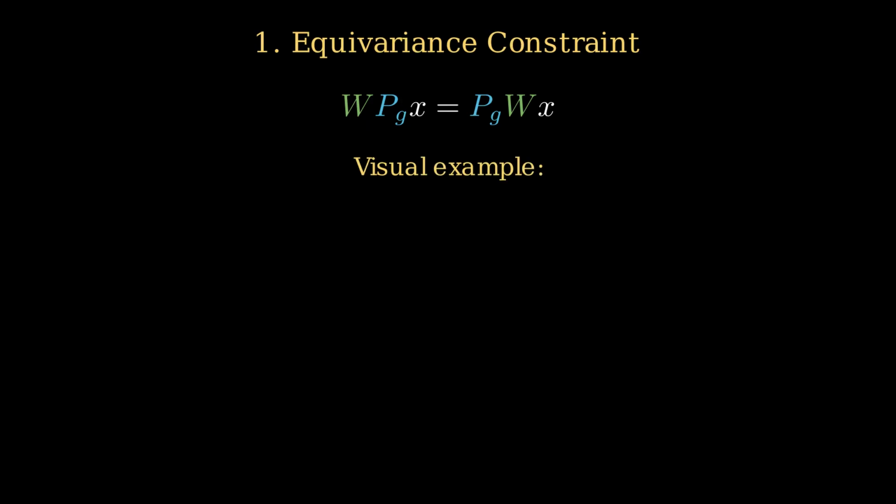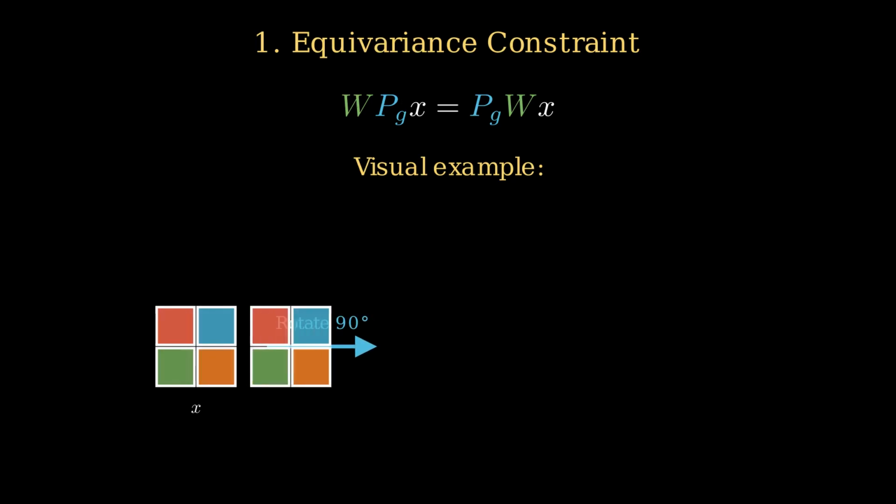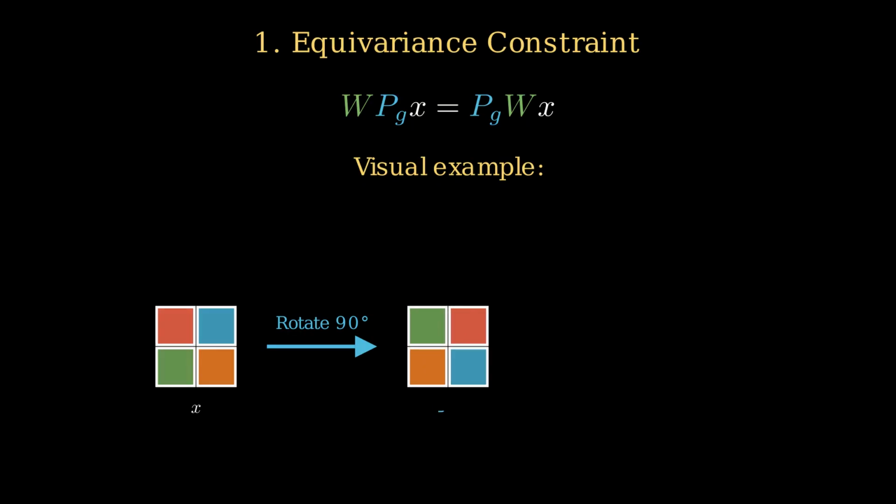Let's visualize this with an example. We start with an input grid X. First, we apply a geometric transformation, such as a 90-degree rotation. This gives us P_G times X. Then, we apply the neural network layer W to extract features. The result is W applied to P_G of X.